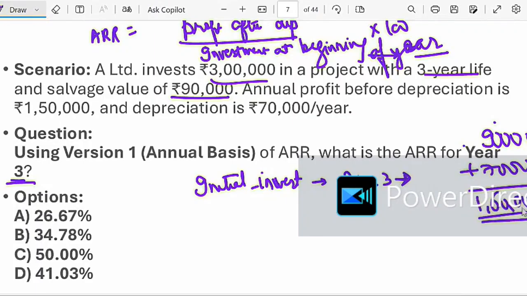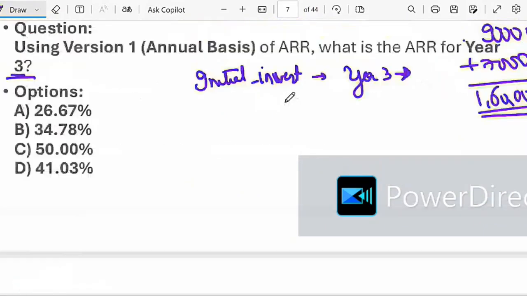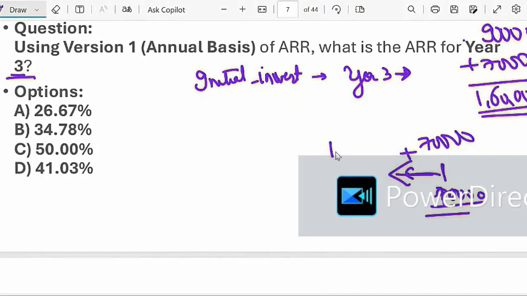Please tell me, why have we added the salvage value to the depreciation? Because this is a straight line method. This particular project is depreciating uniformly every year. It is depreciating by 70,000. You have to calculate what is the initial investment at the beginning of year number 3. So what we did, we started from the last, that is the salvage value, which is 90,000, and we added the depreciation over year number 3, which is 70,000, and we get the investment at the beginning of year number 3. Please tell me, is it clear or not?